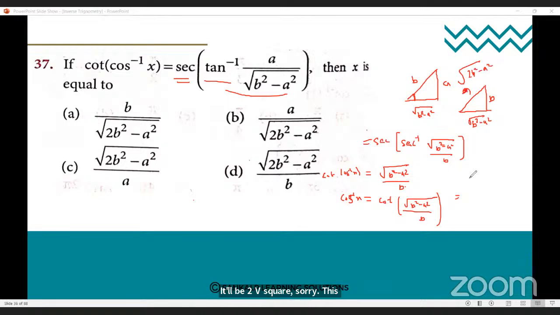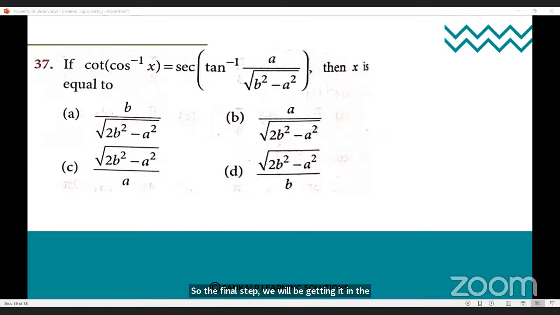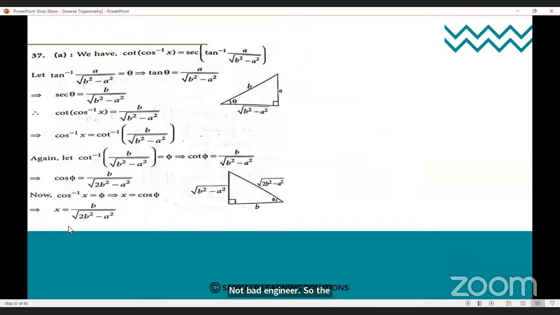So when we write the value of cos inverse, we get it in the form of, pay attention here, the final step we will be getting as b upon root of 2b square minus a square. Because the base is b, and the hypotenuse is root of 2b square minus a square. So option A will be the right option. Next, another two questions we will be discussing.